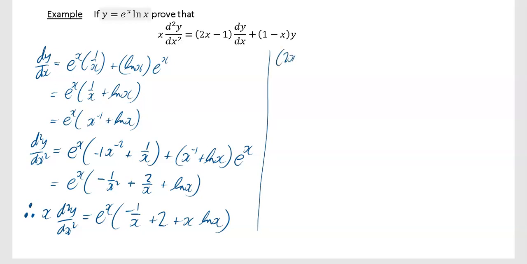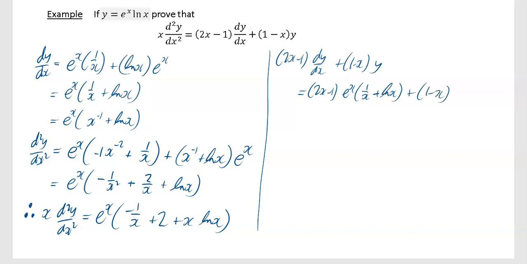Okay, and we'll just say 2x minus 1 times dy by dx plus 1 minus xy is equal to, so that's going to be 2x minus 1 times my dy by dx. It was e to the x times, and I'll write that as 1 over x plus ln of x, plus 1 minus x times my y, and y was equal to e to the x ln x. Okay, so it's not pretty, but we'll just have to go through it.